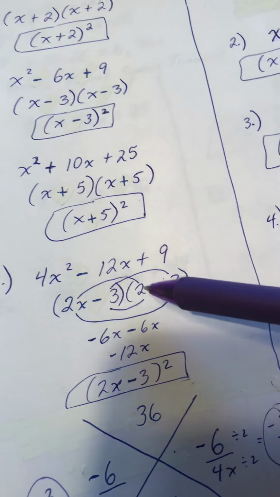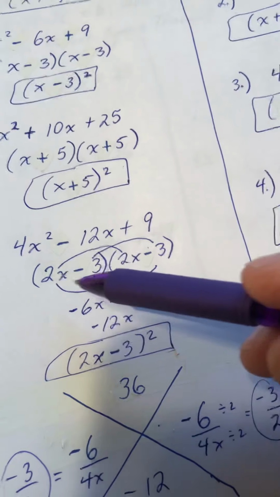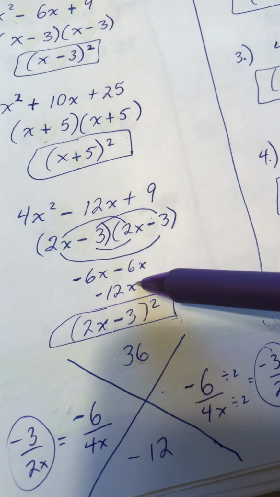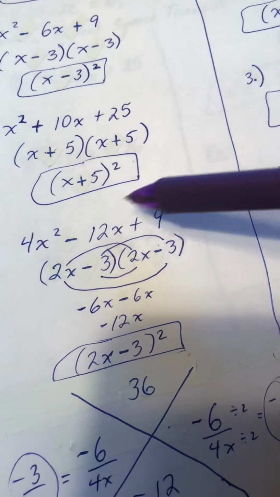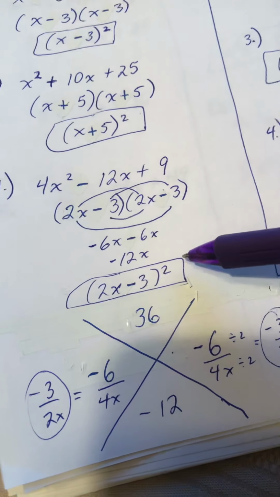So 2x times 2x, 4x squared. Negative 3 times negative 3, 9. Outside, inside, negative 6x minus 6x, negative 12x. It checks. That worked, that worked, that worked. I have now 2x minus 3, parentheses squared.